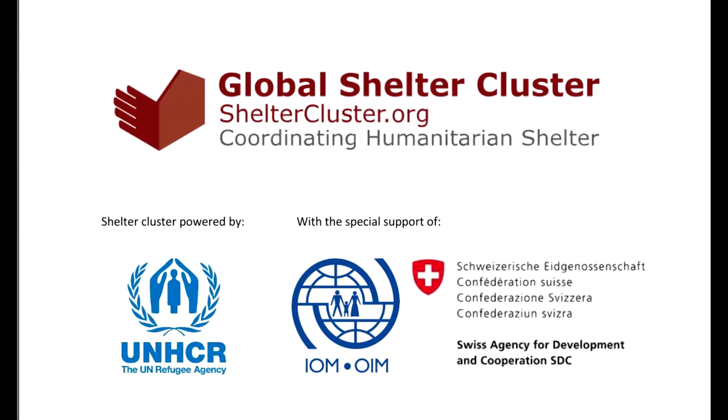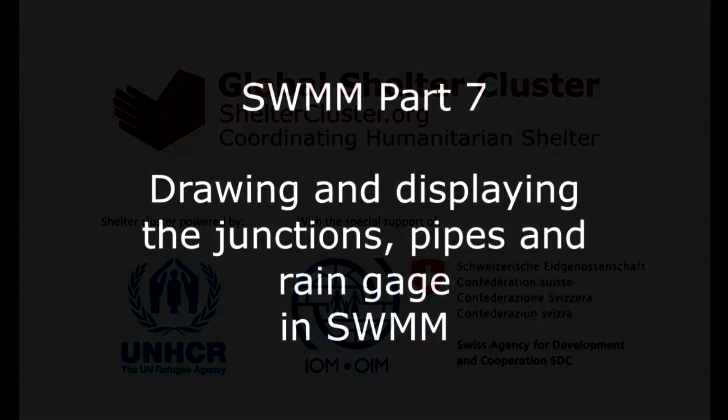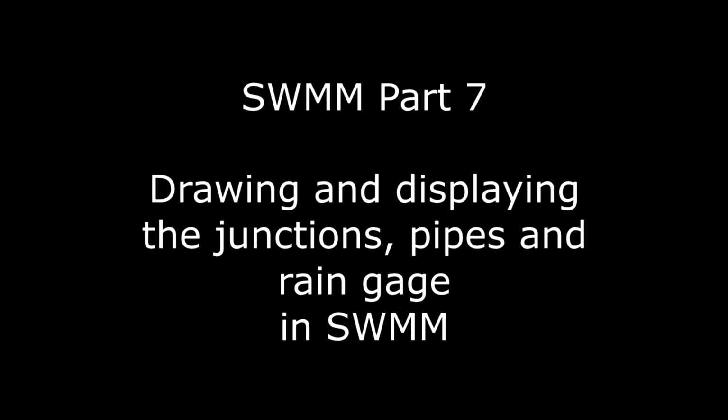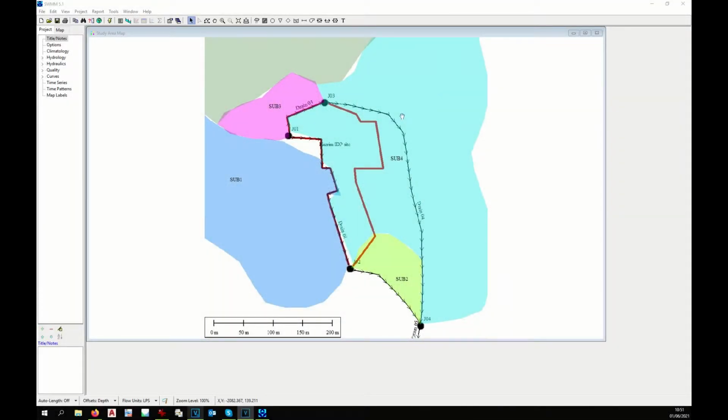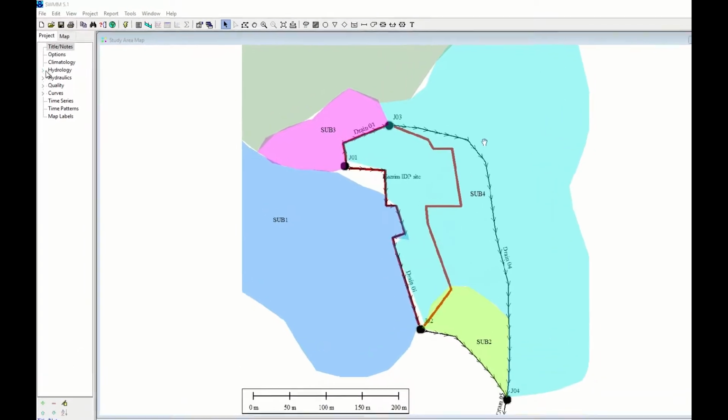Hello everyone, this is part 7 of our SWMM tutorial. At this point we have to input all the parameters for our simulation. We can start with the sub catchment.